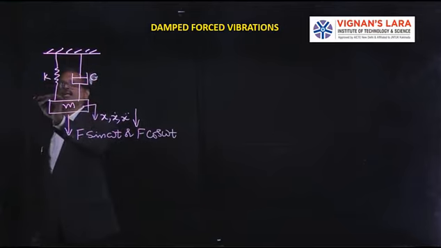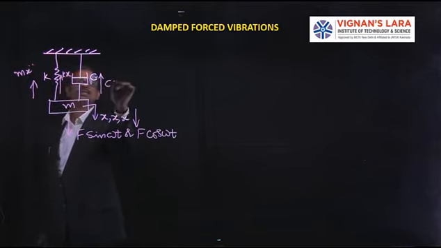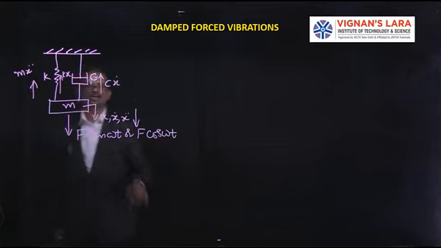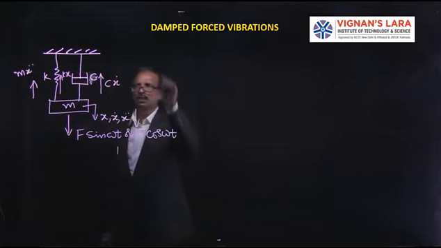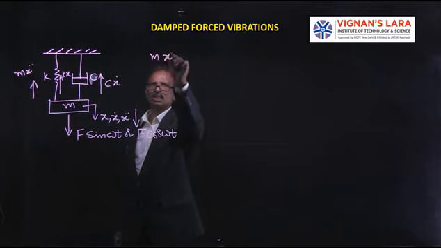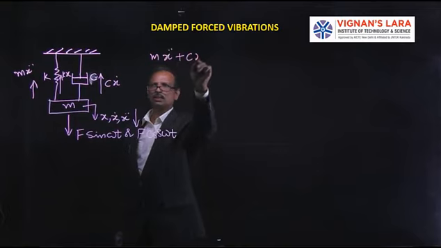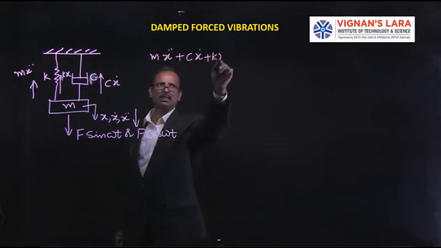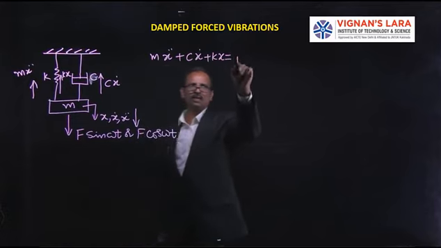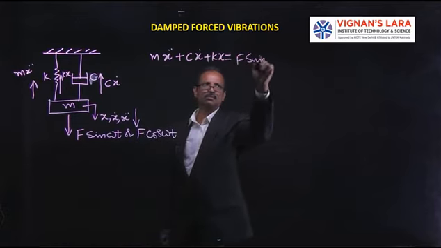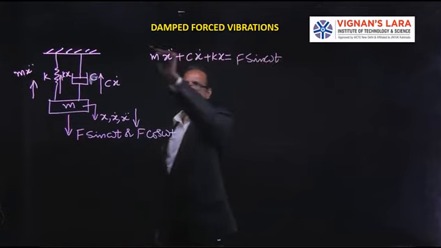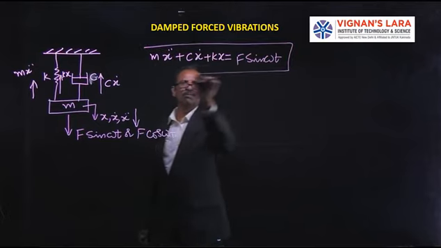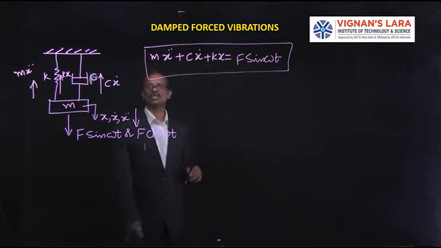So here, inertia force m x double dot, spring force k x, and damping force c x dot are equal to F sin omega t. So the governing equation is m x double dot plus c x dot plus k x is equal to F sin omega t. This is the governing equation for damped forced vibration.